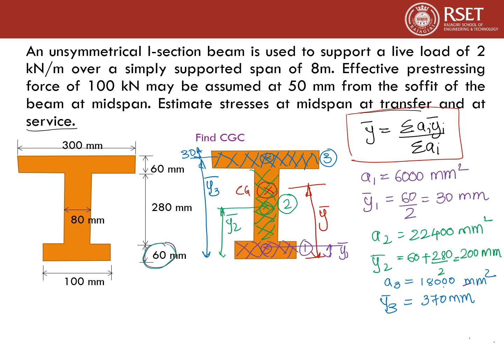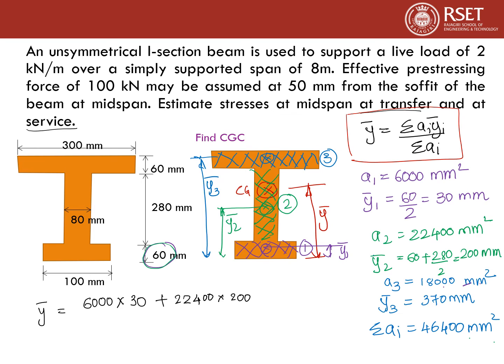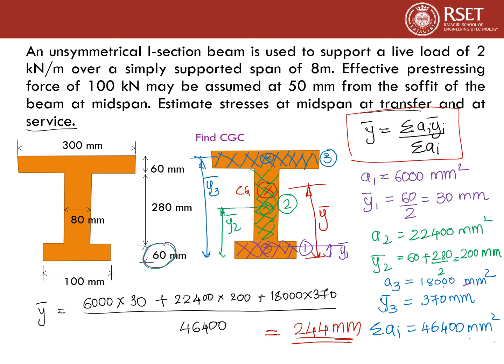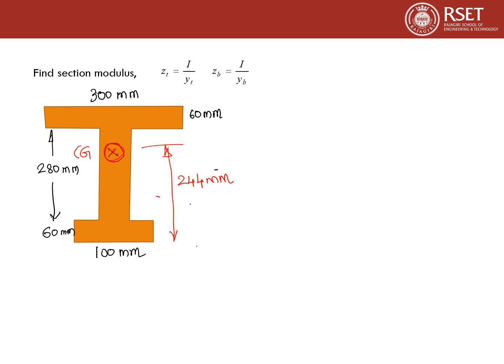Now let us calculate the total area, that is sigma Ai. That will be 6,000 plus 22,400 plus 18,000. That comes to 46,400 millimeter square. Now let us use the equation of centroid. Y bar equal to A1 Y1 bar plus A2 Y2 bar plus A3 Y3 bar divided by the total area. Y bar comes to 244 mm. Now we got the centroid of the section. It is located at 244 mm from the bottom.